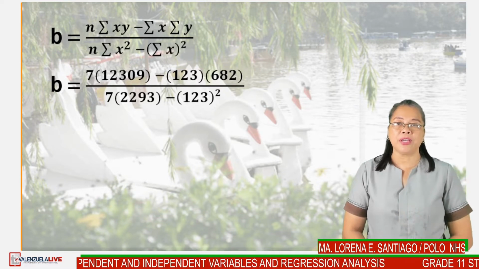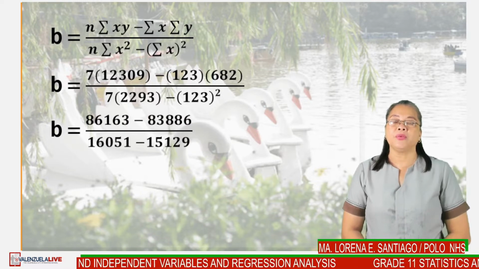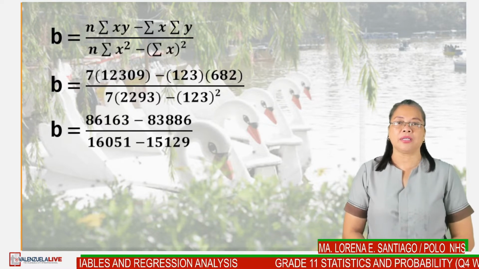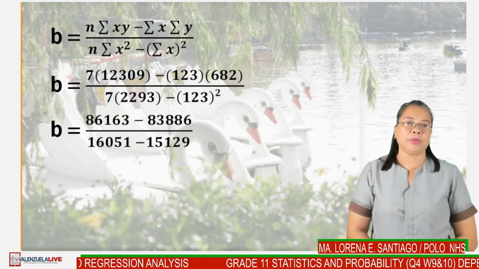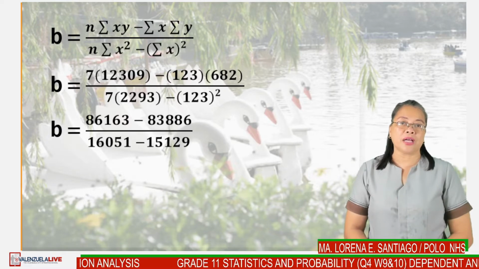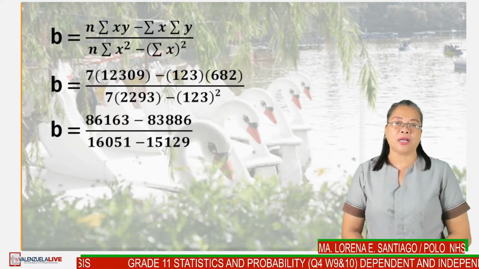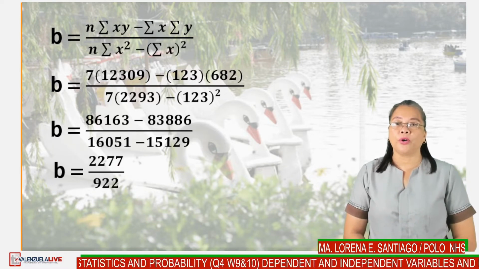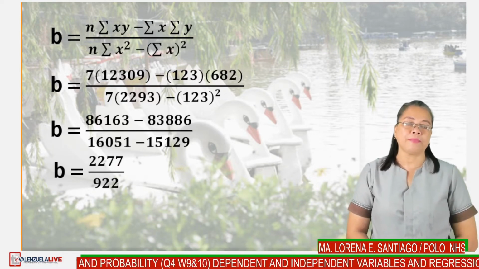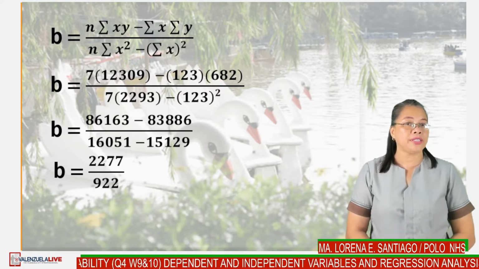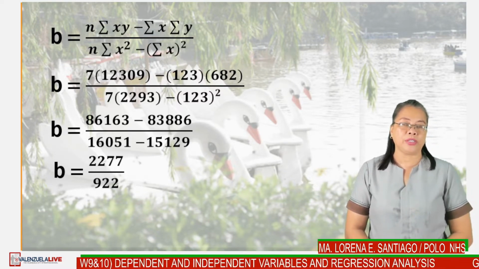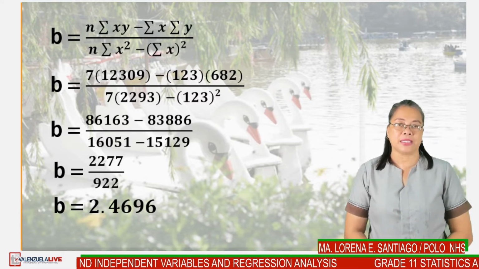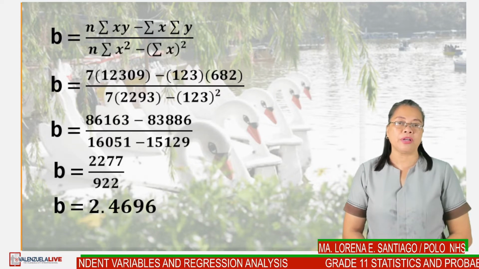When we calculate this using our calculators, then we will have 86,163 minus 83,886 divided by the difference of 16,051 and 15,129. Thus, our b, or the slope of our regression line, is equal to 2,277 over 922, or equal to 2.4696. That will be the slope of our regression line.